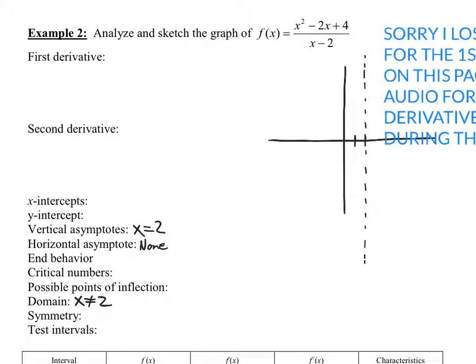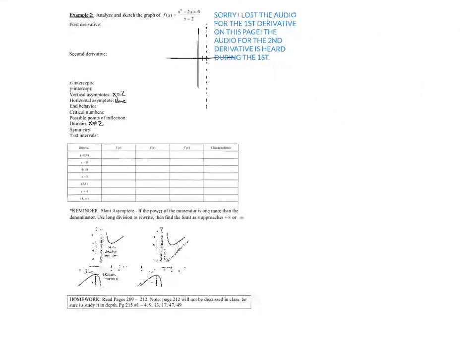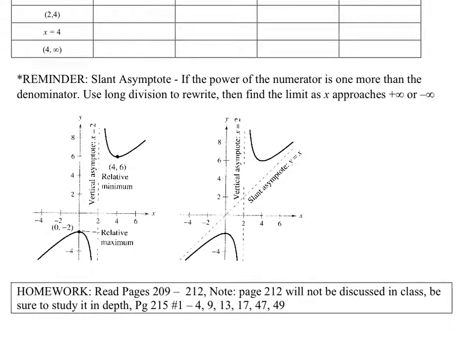What did we get when the degree was exactly 1 degree higher than the numerator? How about one of these? A slant asymptote. Okay? A slant asymptote. So let's take an aside here and look at this real quickly. It was x squared minus 2x plus 4 over x minus 2.